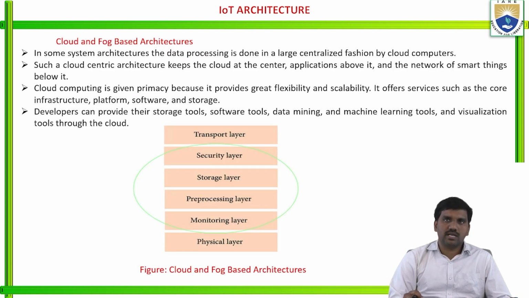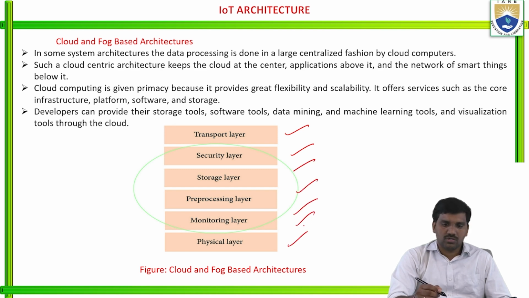Next, cloud and fog based architecture. Here we have 6 layers: transport layer, security layer, storage layer, processing layer, and monitoring and physical layer. Starting top to down: physical layer, monitoring layer, pre-processing layer, storage layer, security layer, which can provide some security protocols also. We have to store some information in the cloud, and process the information from transmitter to receiver, with the monitoring layer also available.